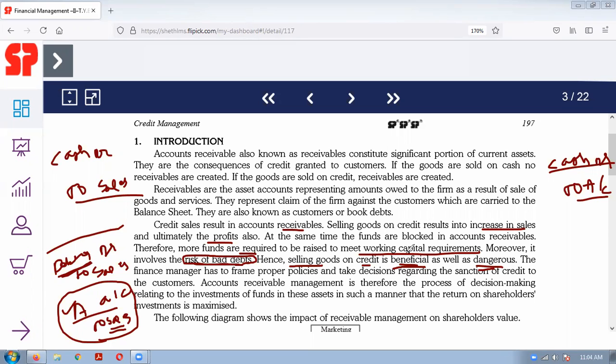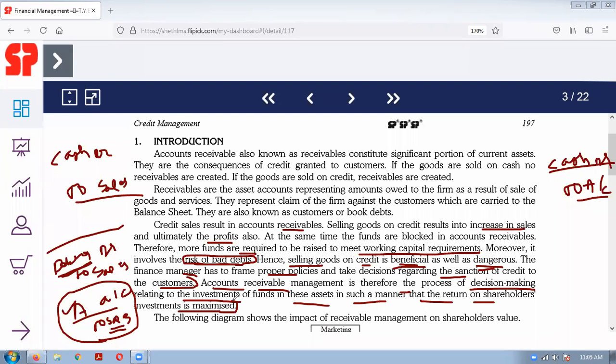So this is the introductory part of the credit management or receivables management. Therefore, we can say that the finance manager has to frame proper policies and take decisions regarding sanction of credit to the customers. So you have to take into consideration many factors before deciding whether to give credit to the customer or not. Accounts receivable management is therefore the process of decision making relating to the investment of funds in these assets in such a manner that returns on the shareholders' investment is maximized.